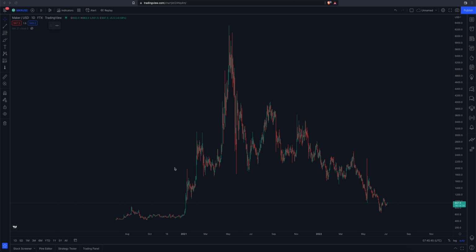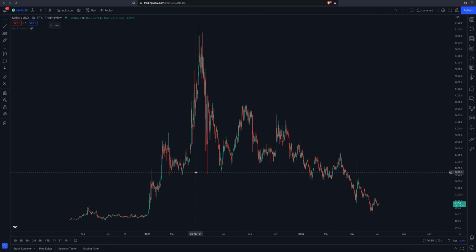We are checking out Maker/USD today. We are on the TradingView charting website platform, and the pair we are looking at is Maker/USD. This would be a daily chart. This will be the FTX data. So here we are on the screen looking at a daily chart of Maker, and let's see if we can take a look at this and project some things that could happen here in the future, both to the upside and to the downside.